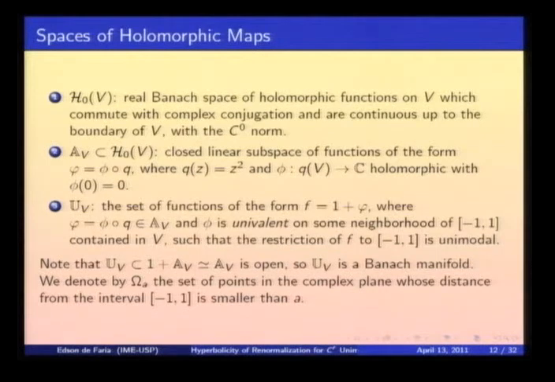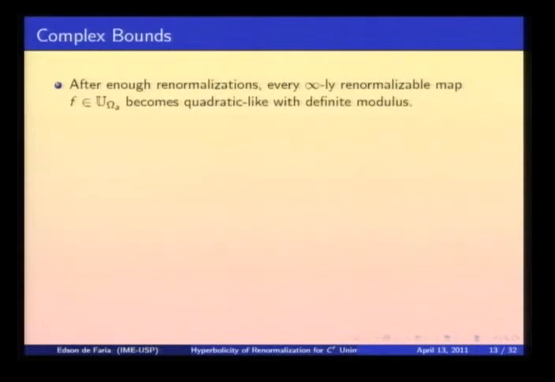They are neighborhoods of the interval minus 1, 1. It's a set of points in the complex plane whose distance to the interval minus 1, 1 is smaller than a, where a is a given positive number. Okay, now, with this notation I can state the Sullivan complex bound. So, the idea is that after enough renormalizations, every map which is infinitely many times renormalizable and belongs to this U sub V with the special V that I just defined, becomes quadratic-like with a definite modulus.